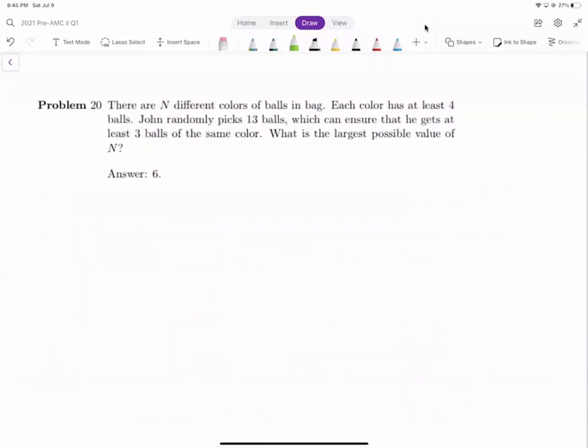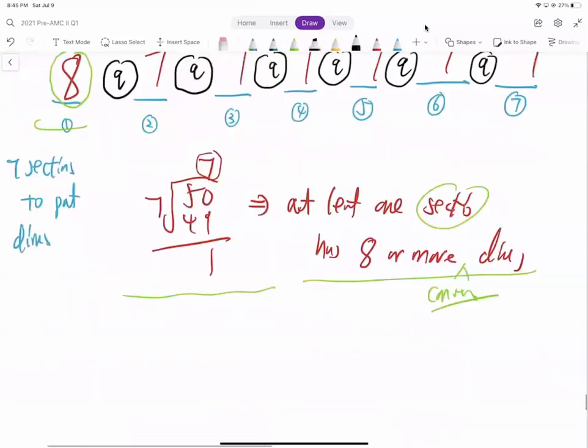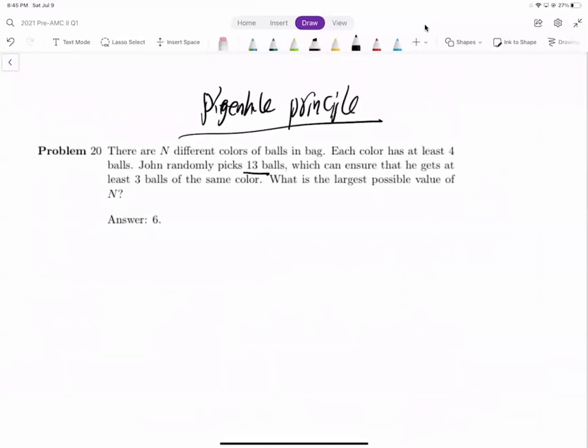Question number 20. There are n different colors of balls in the bag. Each color has at least 4 balls. John randomly picks 13 balls, which can ensure that he gets at least 3 balls of the same color. What's the largest possible value of n? This one and the previous one are basically what we call the pigeonhole principle. Now let's see how we do it.